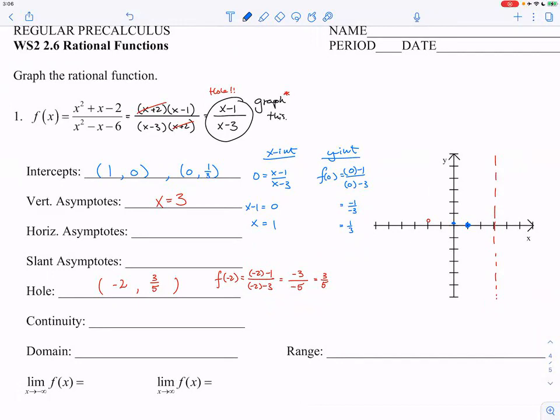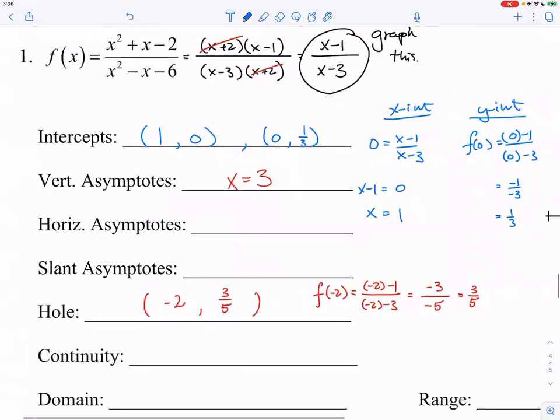Now, the slightly harder stuff is the horizontal asymptote. Again, there are two ways you can do this. You can go with the handout, read the little page, it tells you what to do, or you go with my way, which is the conceptual understanding.